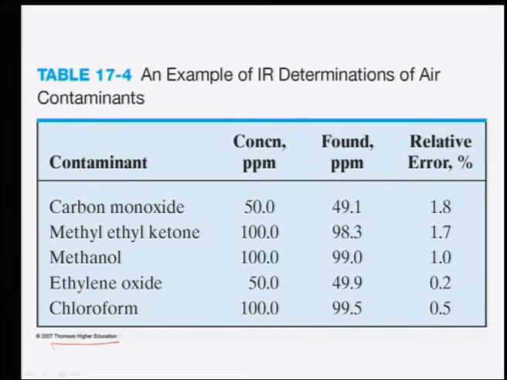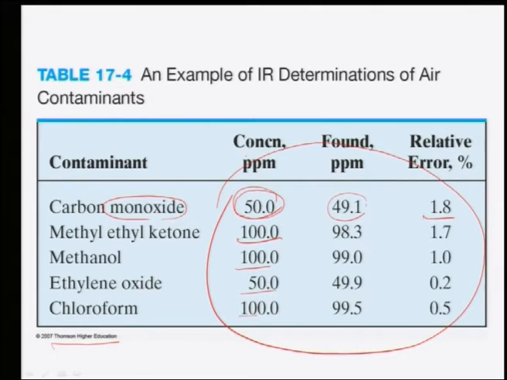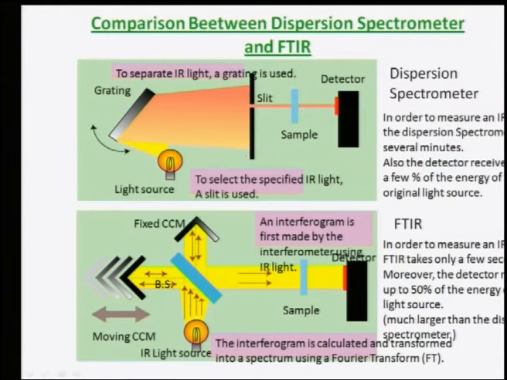Suppose the actual concentration of carbon monoxide in a particular system is 49.1; the result will show you 50. The error is even less than 2%. Similarly for methyl ketone, methanol, ethyl oxide, chloroform. So this is the kind of quantification one can do using the peak areas in infrared spectroscopy, or FTIR spectroscopy.